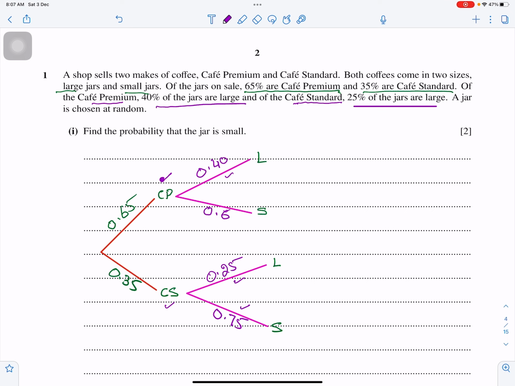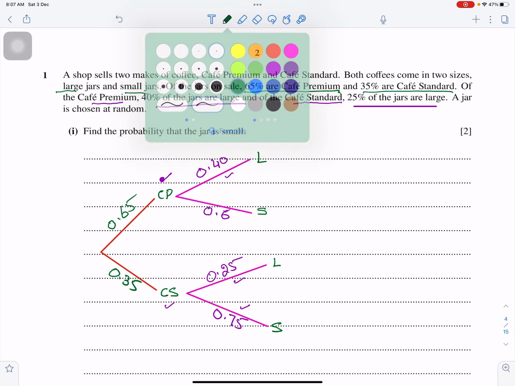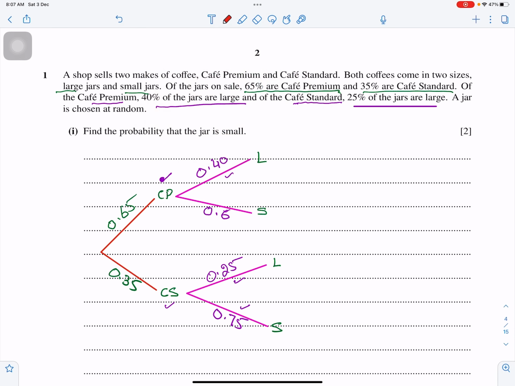Now the first part of the question is, find the probability that the jar is small. Okay, sorry, let me take another color. So if the jar is small, it means I'm talking about this branch and this branch. So I will multiply these, because small from Cafe Premium and small from Cafe Standard. So the answer of this part will be 0.65 multiplied by 0.6 plus 0.35 multiplied by 0.75. So you will multiply and add up these.